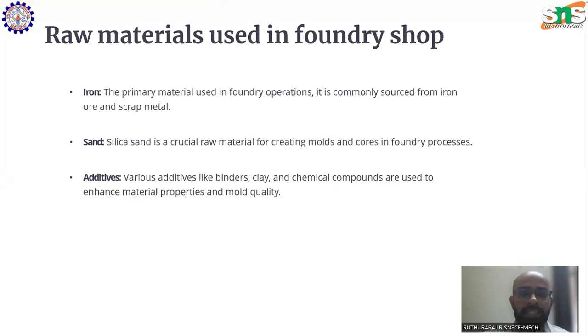And then there is sand. Sand is used to make the mold, out of which the metal casting will be done. And then there are additives which are used to bind the sand together.